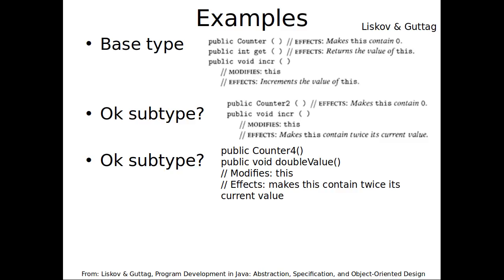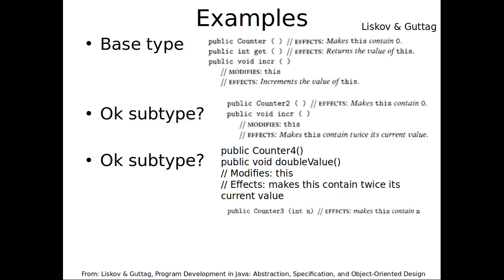Right? But any counter 4 behaves in a way that's indistinguishable from the standpoint of someone operating with a counter, but it offers extra functionality, right? Yeah, it offers additional functionality. So it is an okay subtype. This counter 2 is not.